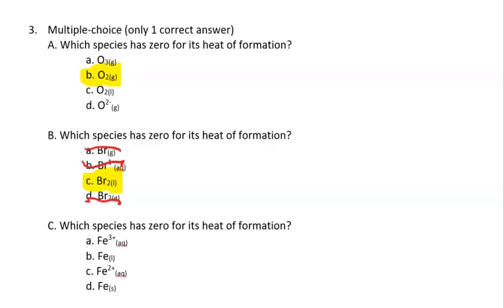For iron, we're looking at solid iron because iron is not a liquid at 25 degrees, and ions are not elemental forms. So there you go.